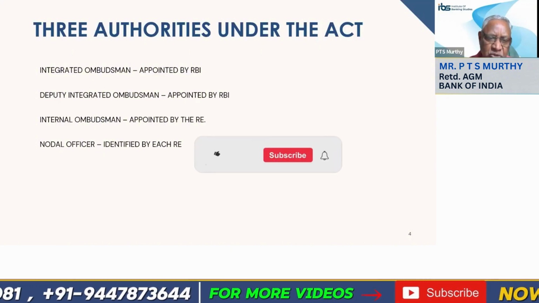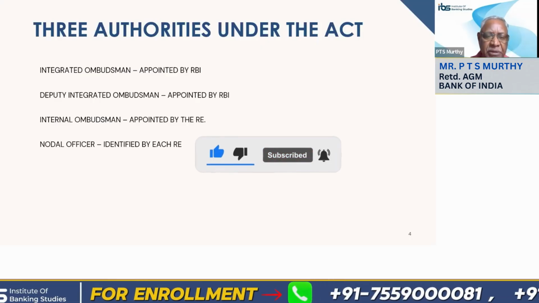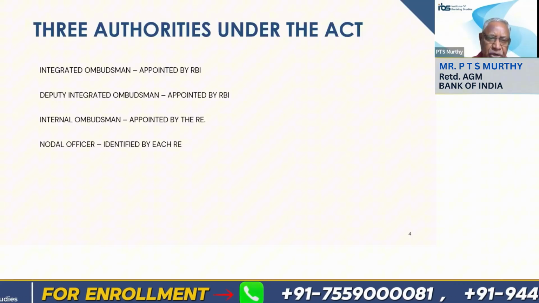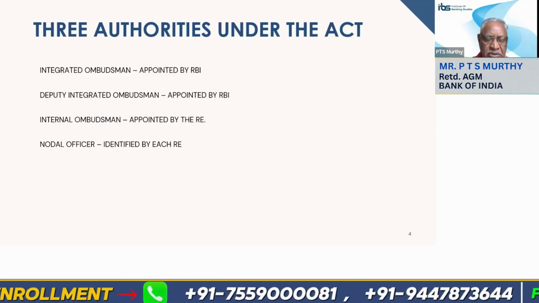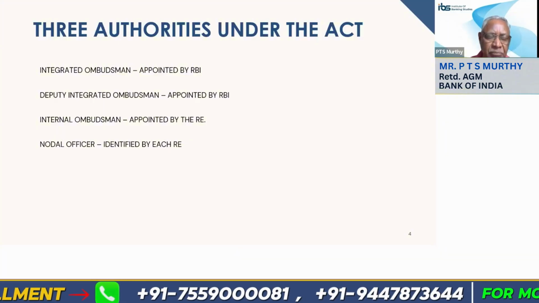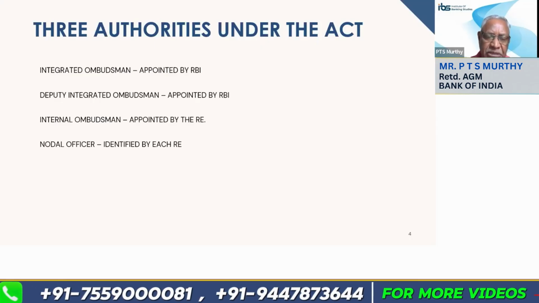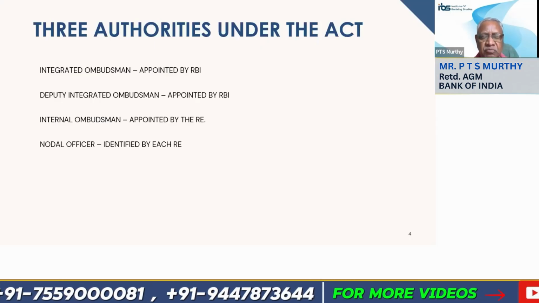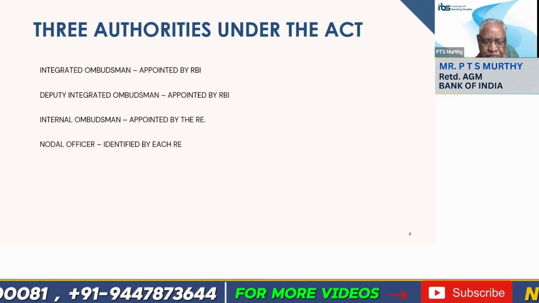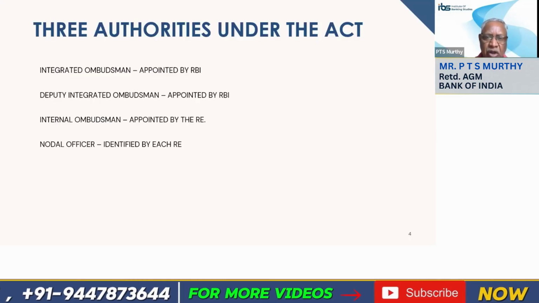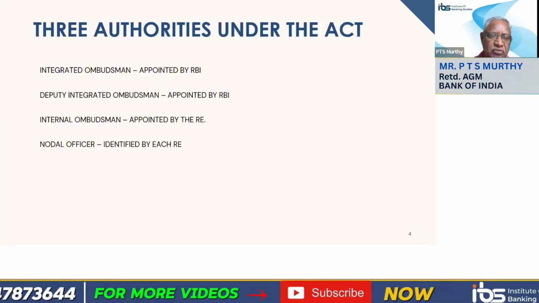One is the Integrated Ombudsman, who is appointed by RBI. Then we have the Deputy Integrated Ombudsman, also appointed by RBI. Then we have the Internal Ombudsman, a person identified either from outside the agency or from the bank itself, appointed by the regulated entity. Regulated entity means one of the regulated entities is banks. And there is also a nodal officer identified in each RE. So in zonal offices or head offices, we have nodal officers who are the first line of defense in case any complaint is received from the customer.